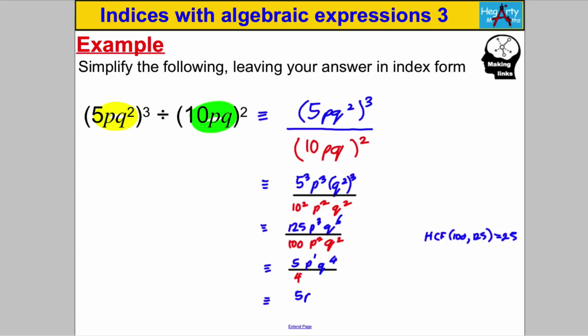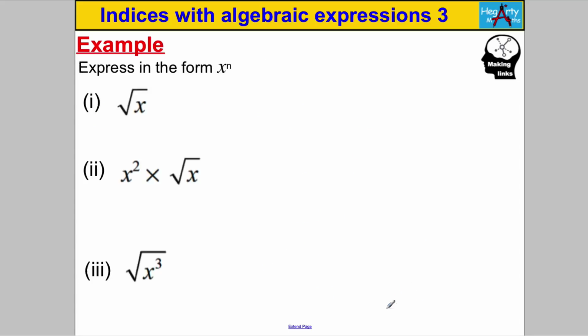We can write that as 5p to the 1, q to the 4, all over 4. Or I could write that with the number in front. I could think of that as 5 over 4, like this, p to the 1, q to the 4. Either of those is acceptable. And we're done. Next one.